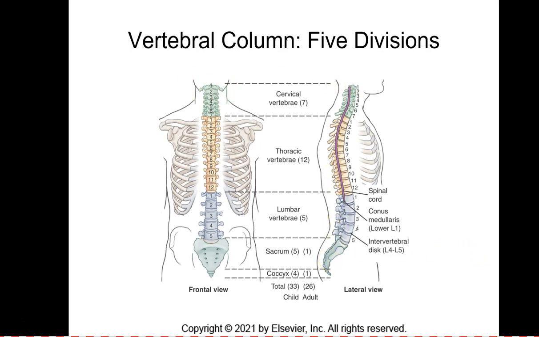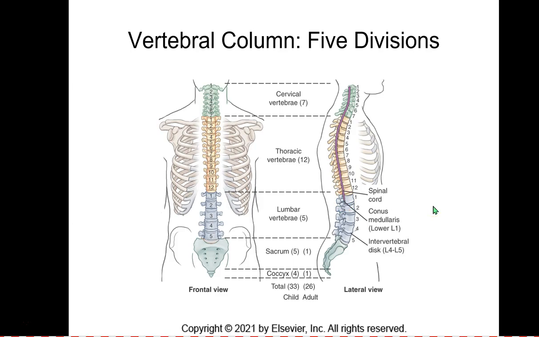This canal contains the spinal cord and is filled with cerebrospinal fluid. The spinal cord actually begins with the medulla oblongata in the brain. It passes through the large hole in the base of your skull called the foramen magnum, and it continues through the first cervical vertebrae all the way down to the lower border of the first lumbar vertebrae. So you can see that illustrated here.